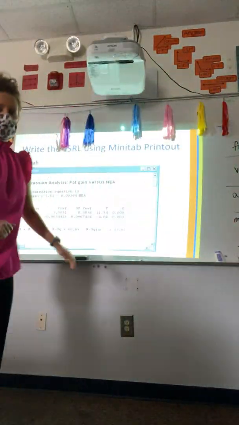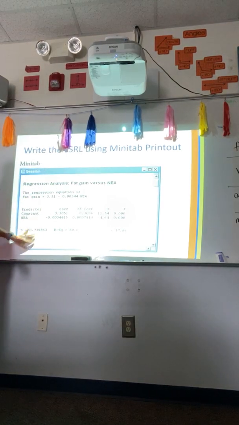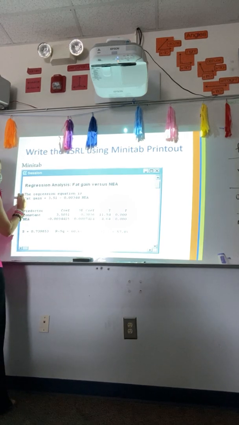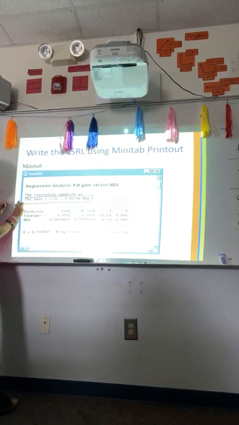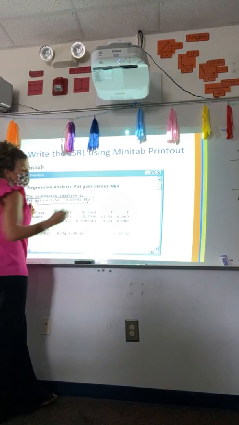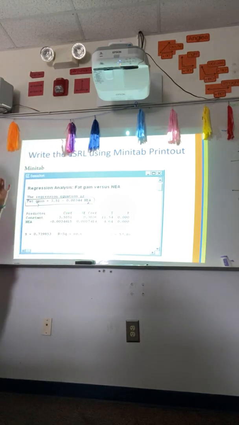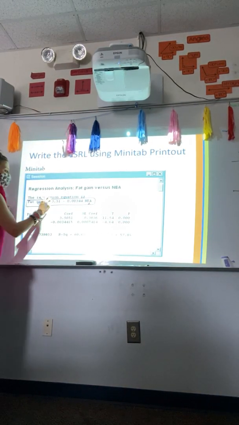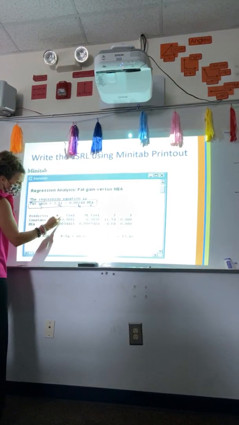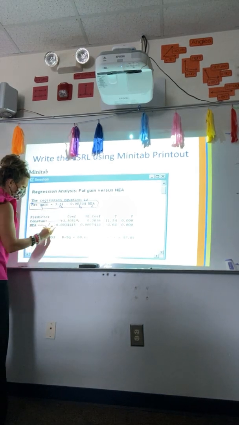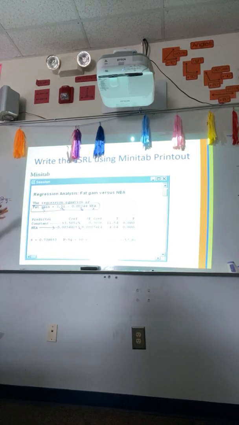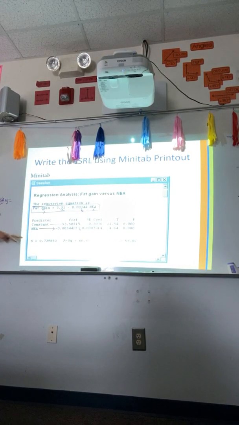There we go. All right, so we are going to use this to write the equation of a regression line. They gave you the equation of the regression line. They gave it to you up at the top. This is your y hat, fat gain. NEA is your x, which stands for non-exercise activity, if you read about it in your book, okay? Now notice your a value and your b value. It gives it to you right here. Your constant is your a, and your slope is your b. And it always gives it to you in order. So what a blessing that it gives it to you in order.